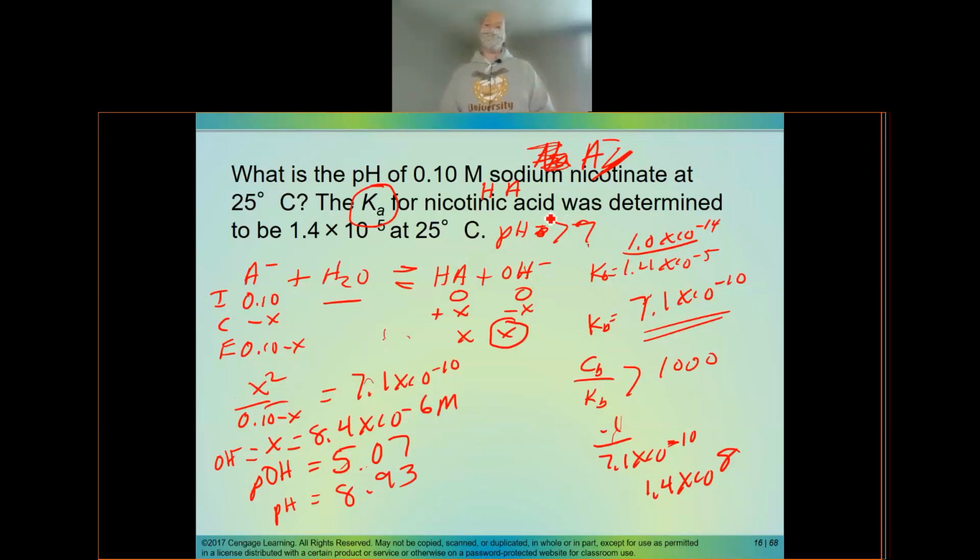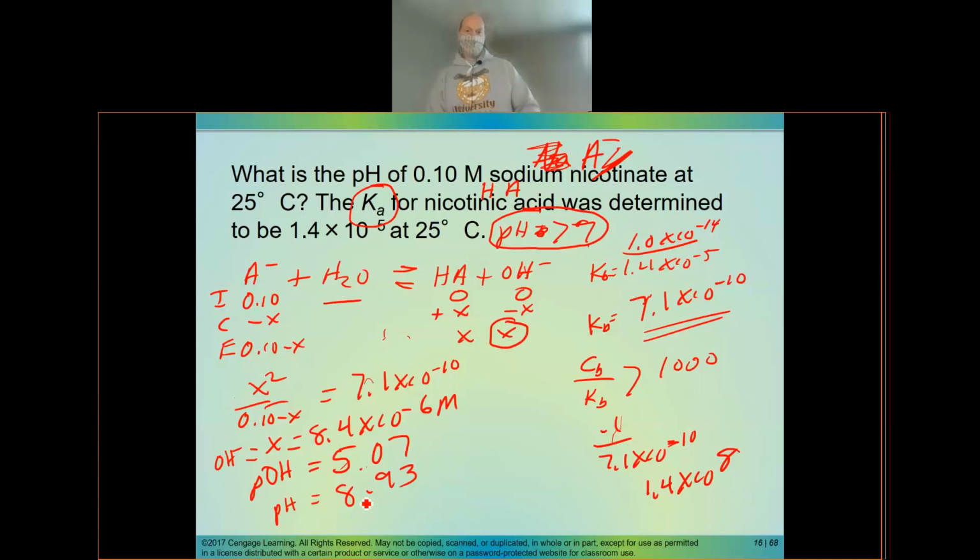So it is nice at the beginning if you say, okay, I know my answer to this is going to be greater than 7, so that when you get a 5.07, you know that that is definitely not the pH, because that is not greater than 7. And then when you look, you got your X. Your X is not the H plus concentration. It is the OH minus concentration.